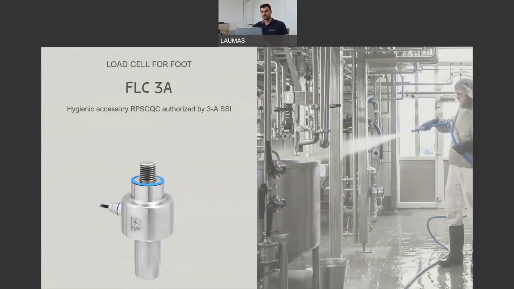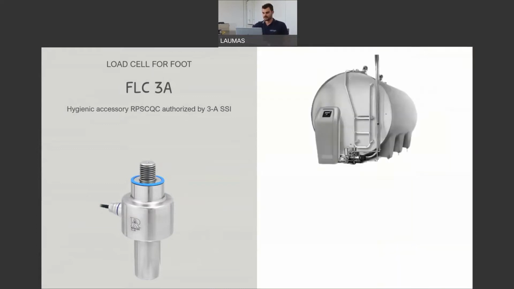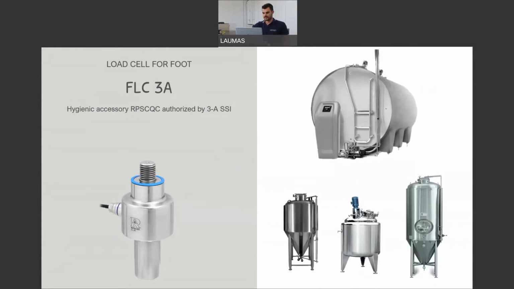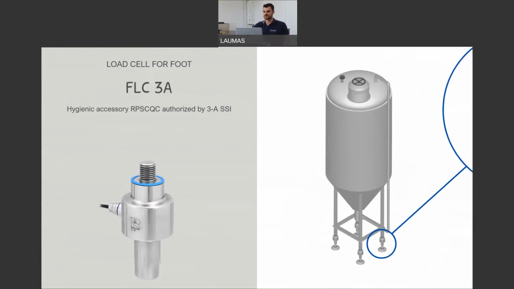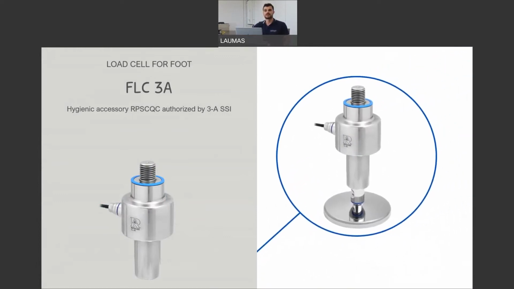Let's start with the main new product, that is our load cell model FLC. Main features of our new load cell, as you can see, they can be installed directly and screwed directly on the tanks or silos feet, or for example also in milk fridges and many other containers.